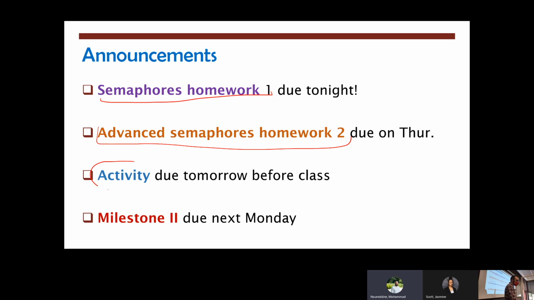We have an activity due tomorrow before class, so that's today's activity going to be due tomorrow. Probably we'll finish it off in class during this time. Recall that milestone 2 is due next Monday, so keep that in mind as well. Start early and ask questions if you need to. We're going to have a work day on Friday, so you could use that time as well.